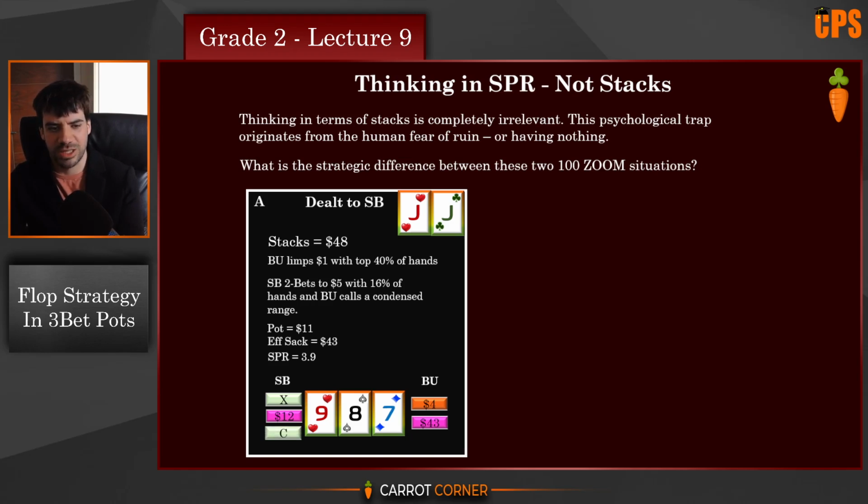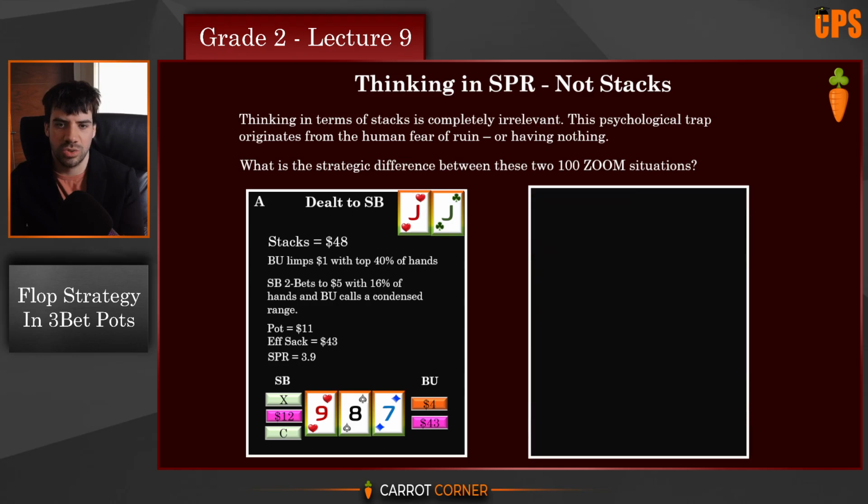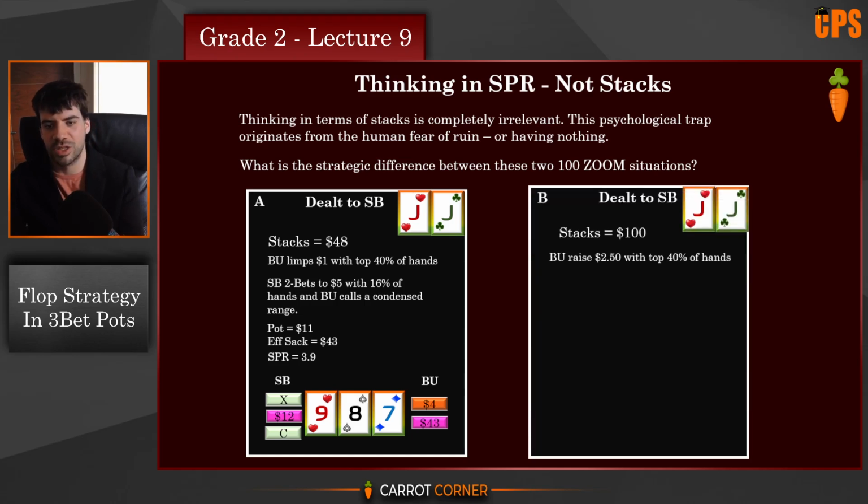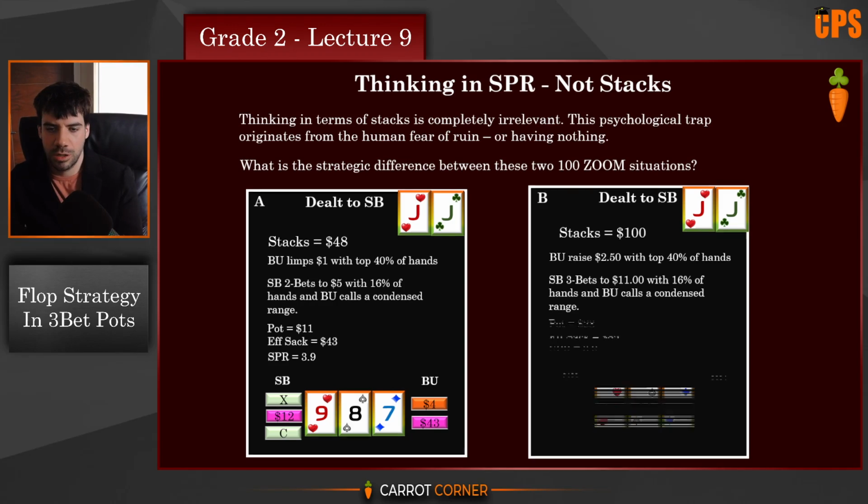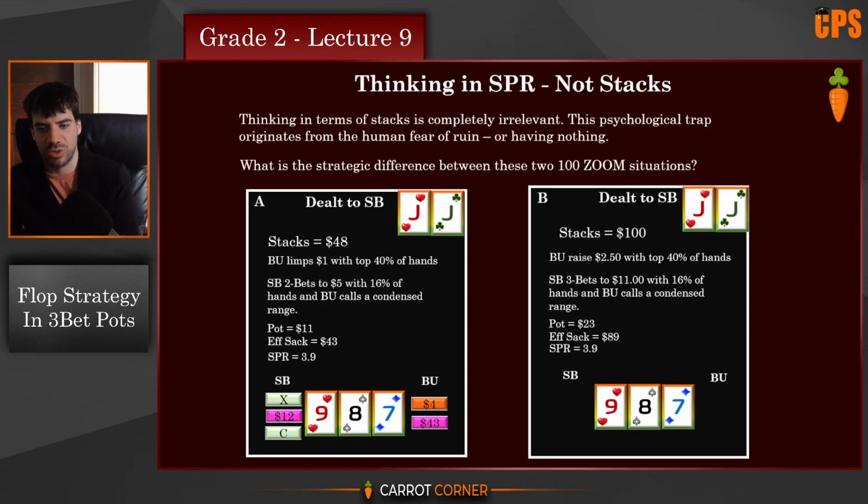How are you feeling as small blind? Most people would feel pretty good in this situation, or at least okay. Situation 2, you have jacks in the small blind, but the stack is now 100 bigs, and button raises 2.5x, again with the top 40% of hands. We go for a 3-bet to 11 with again a 16% range, and button again calls with a standard condensed range. This time the pot is $23, the effective stack is 89, but the SPR is identical to what it is on the left hand side.